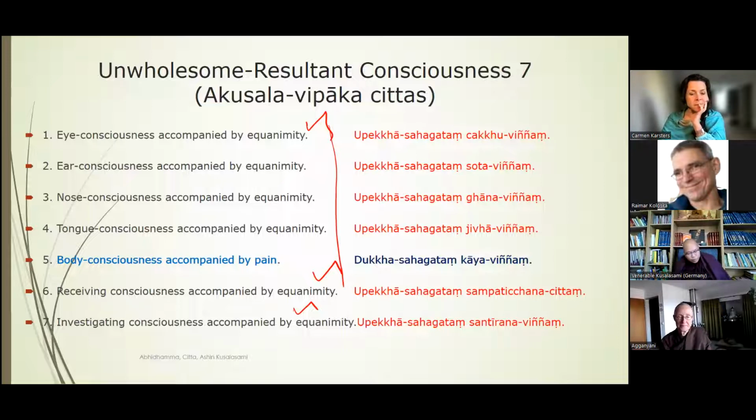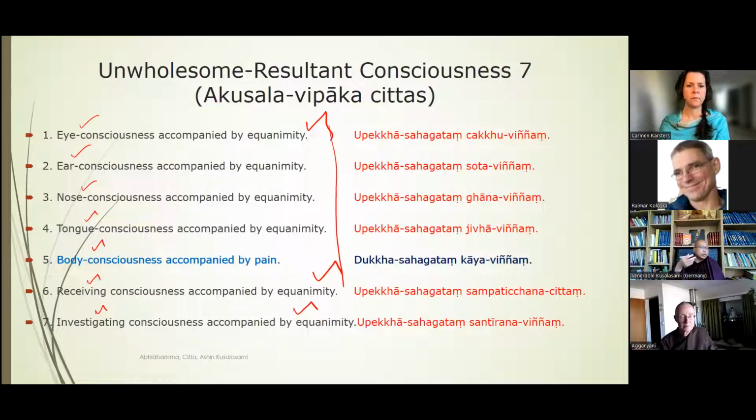Okay, so here, as the first step, I want to introduce only these 7 kinds. The first is eye consciousness, ear consciousness, nose consciousness, tongue consciousness, body consciousness, receiving consciousness, and investigating consciousness. You will understand more about these consciousnesses in chapter 4. Chapter 4 is more detailed about the consciousness and how these consciousnesses are working. So in this chapter, my point is to familiarize you with all these 89 chittas.